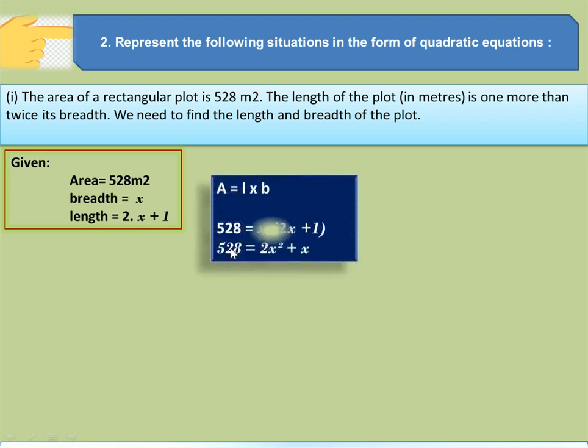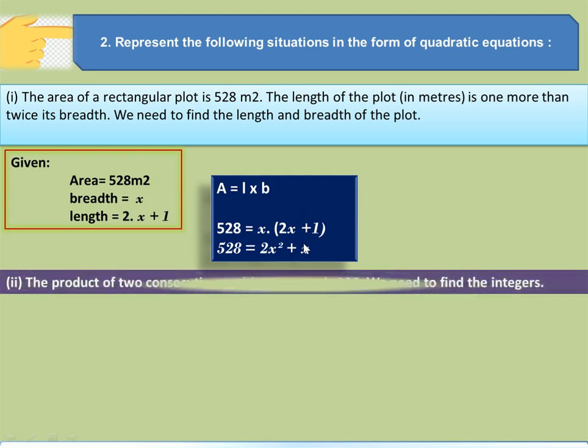Now you have the formula: area of the rectangle is equal to length into breadth. Now the area is given as 528, the length is 2x plus 1 and the breadth is x. Okay, here the places are interchanged, there is no problem. Just multiply x into 2x, that's 2x square, and x into 1 becomes x only. Okay, let me take one more problem.